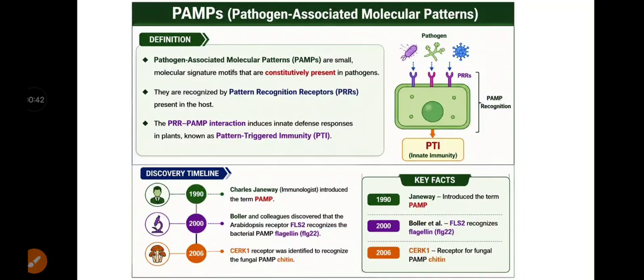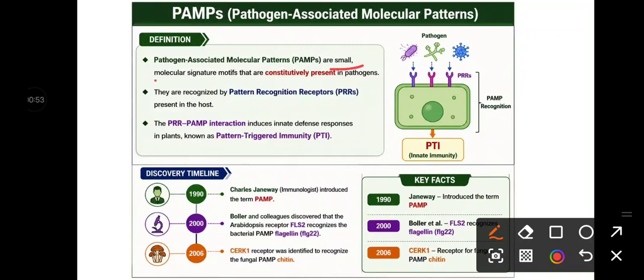So first, the definition. PAMPs are pathogen associated molecular patterns. These are small molecular signature motifs that are constitutively present in the pathogen. They are very small in size, very minute. These are signature parts of the pathogen, like the flagellin protein.